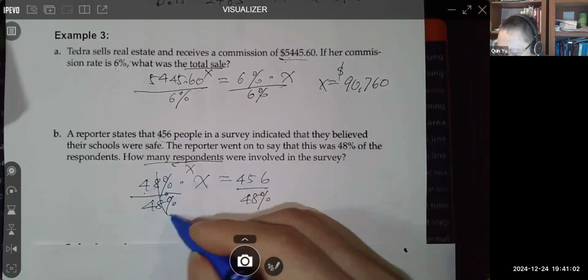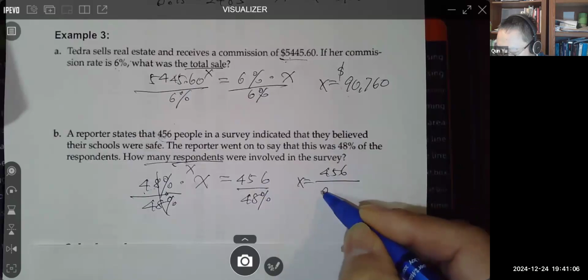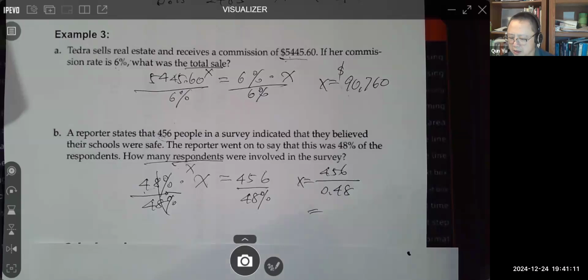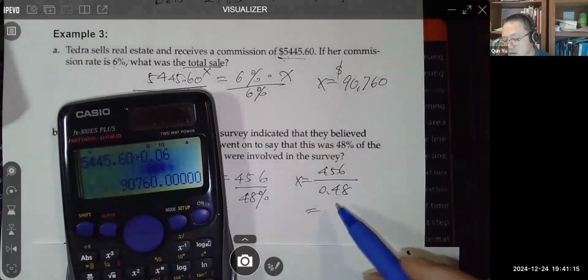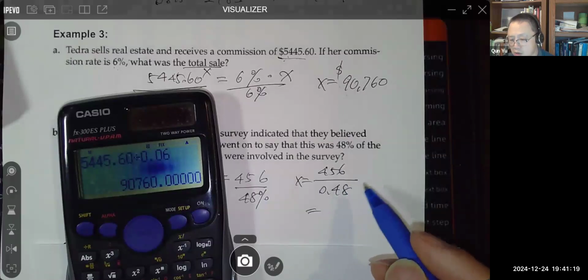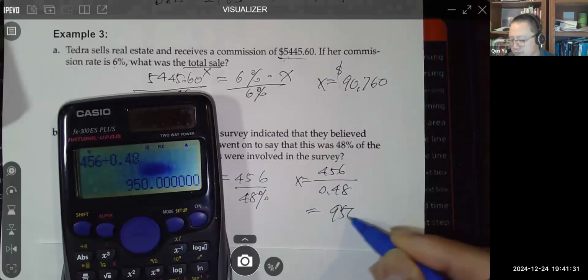Now cancel, x equals 456 divided by 0.48. And this is going to be a whole number because the number of people cannot be a decimal. If you get a decimal, that means either this 48% is a rounded number or something else is wrong, actually. 456 divided by 0.48. I got exactly 950 people.